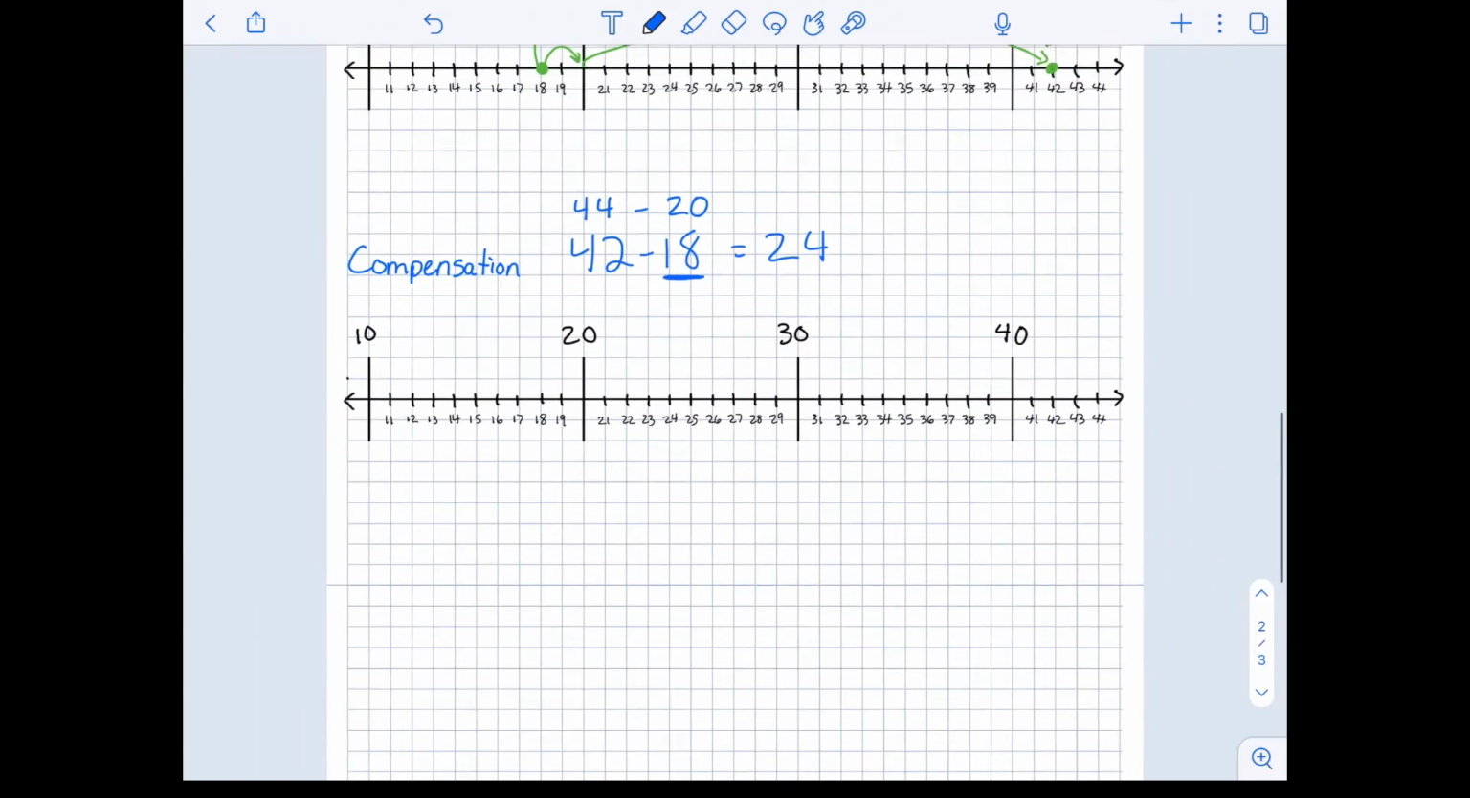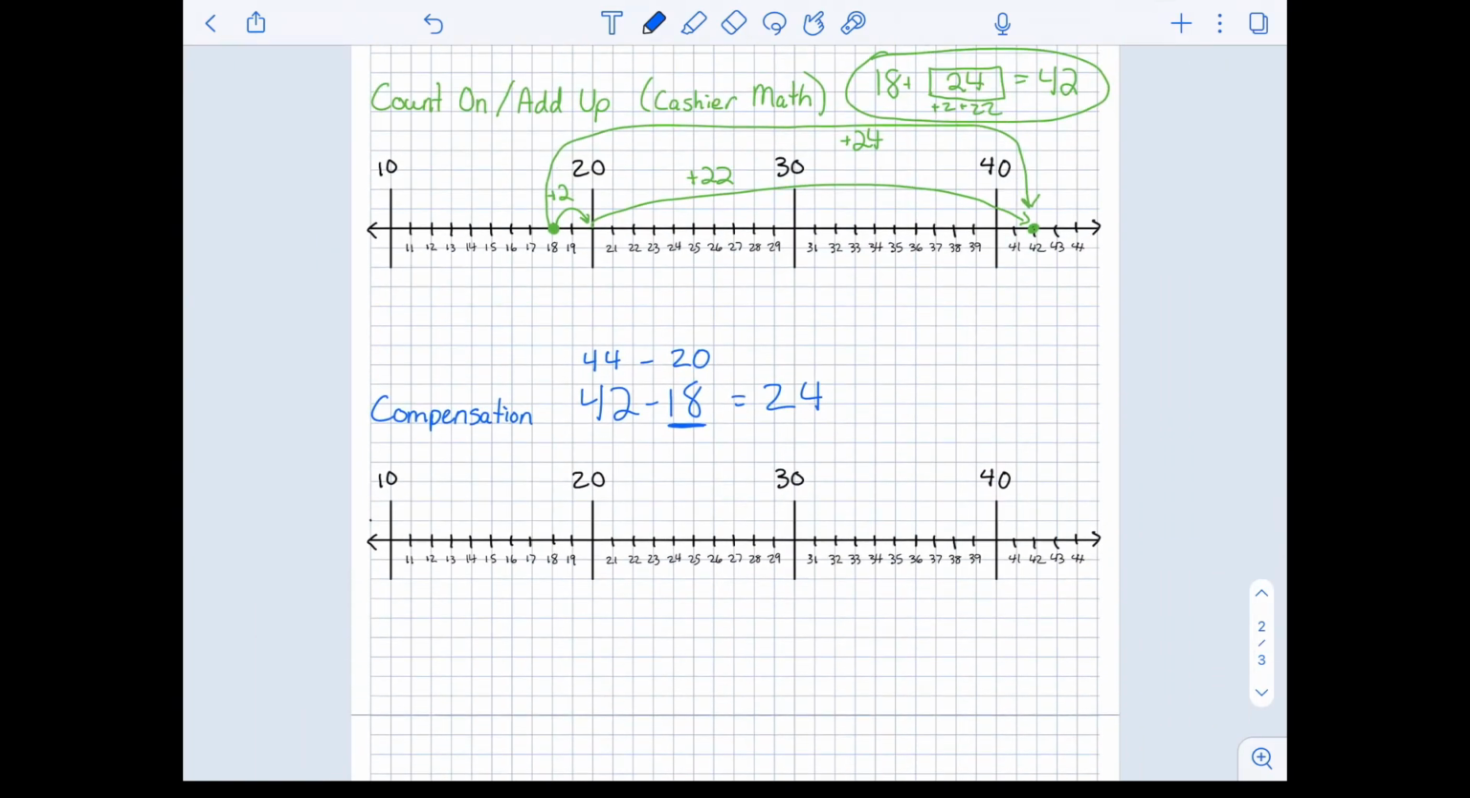Similar to the add-up strategy, we're going to look at both 42 and 18. We're looking at the distance between these 2 numbers, and I'm just going to take this line segment and shift it by 2. I haven't changed the length of that line segment. I haven't changed the distance, so my answer is going to be the same, but it's a little bit easier to work with 44 minus 20. So here I shifted both numbers to the right by 2, so I compensated, and I got the problem 44 minus 20. All three gave us the same answer.